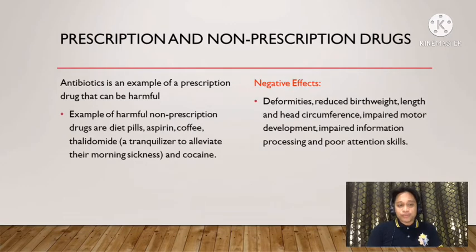The first one is prescription and non-prescription drugs. Here, antibiotics are an example of a prescription drug that can be harmful. Examples of harmful non-prescription drugs are diet pills, aspirin, coffee, thalidomide, or a tranquilizer to alleviate morning sickness, and cocaine. The negative effects of these are, number one, deformities, reduced birth weight, length and head circumference, impaired motor development, impaired information processing, and poor attention skills.